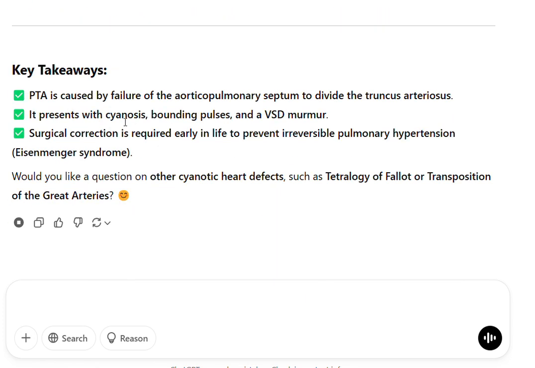Key takeaways. PTA is caused by failure of the aorticopulmonary septum to divide the truncus arteriosus. It presents with cyanosis, bounding pulses, and a VSD murmur. Surgical correction is required early in life to prevent irreversible pulmonary hypertension, Eisenmenger syndrome.